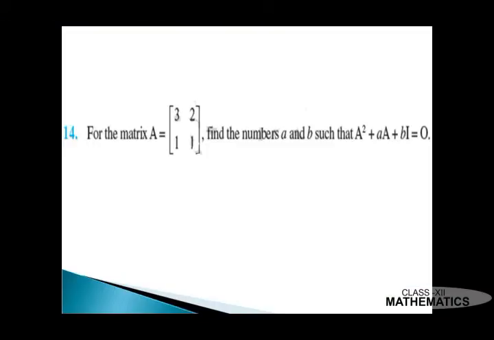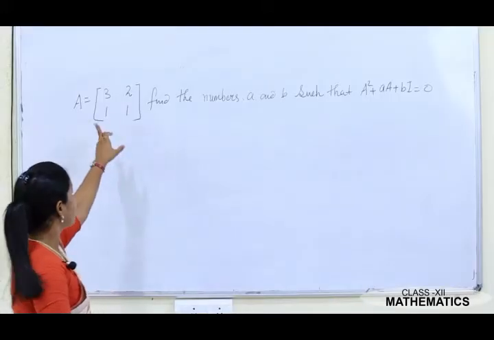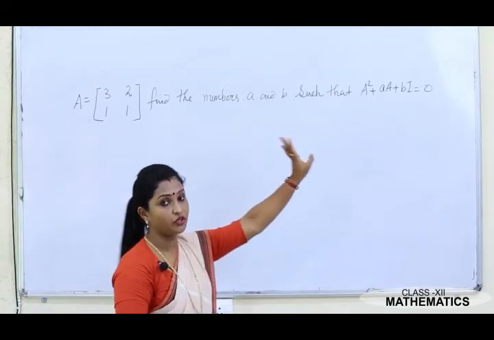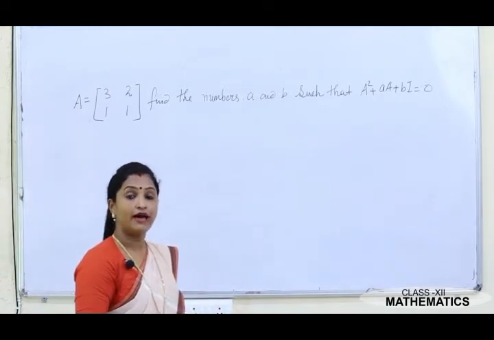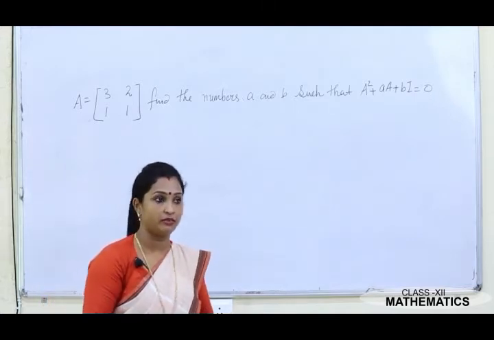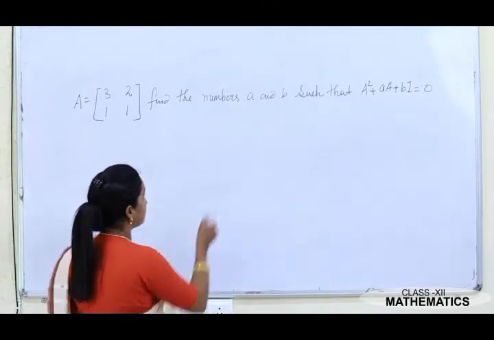Now let's see the 14th question. Again, very important. For the matrix A is equal to 3, 2, 1, 1, find the numbers a and b such that A square plus aA plus bI is equal to 0. Now look at here. You have been given a matrix 3, 2, 1, 1 and you have to find the numbers a and b such that the equation is given to you. Again, this is a very important question. पूछा गया question है ये CBSE में. ठीक है? So let's see how to solve this question.